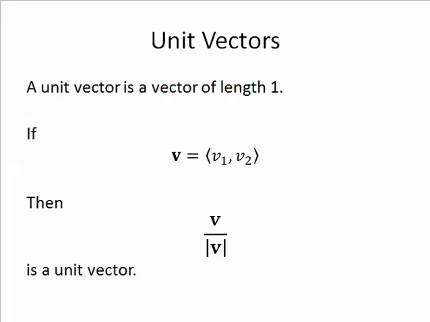A unit vector is a vector of length 1. If v equals v1, v2, then v divided by its magnitude will be a unit vector. It'll have length 1 and it'll point in the direction of v.